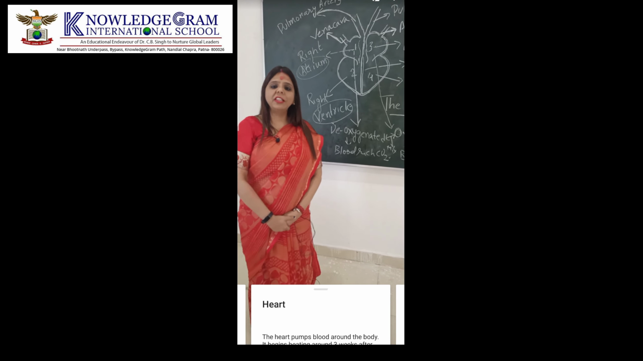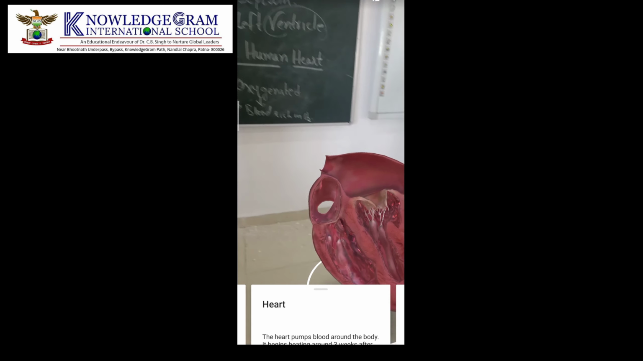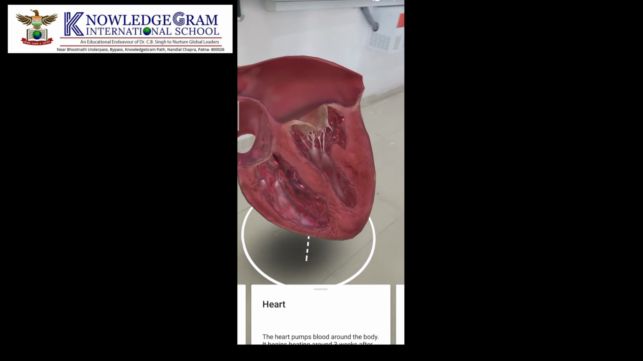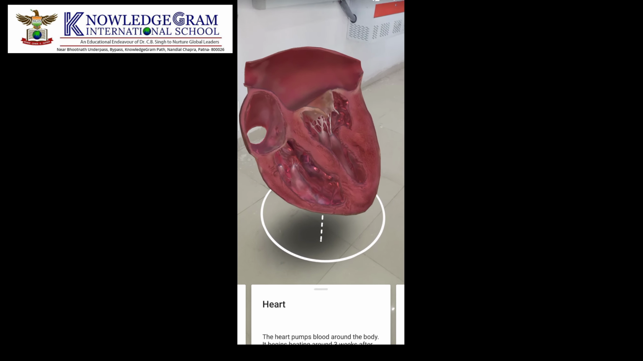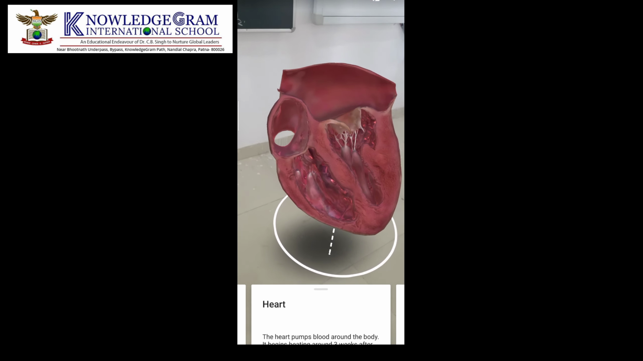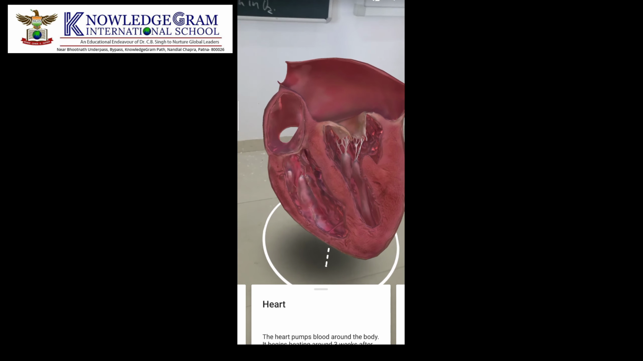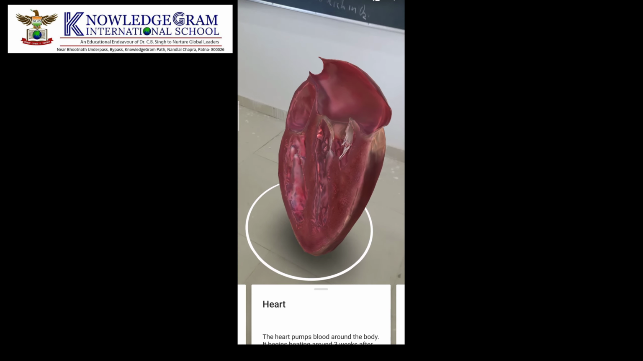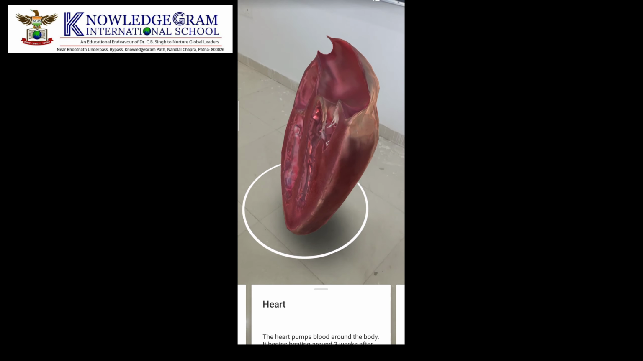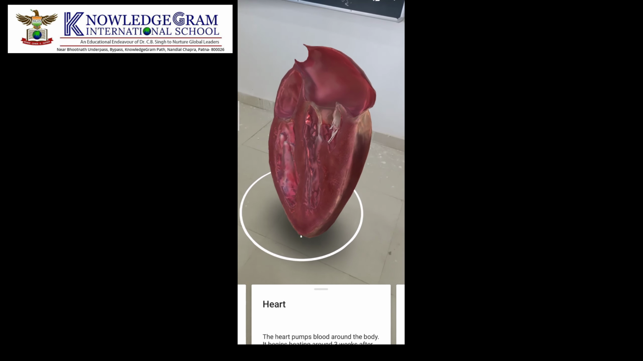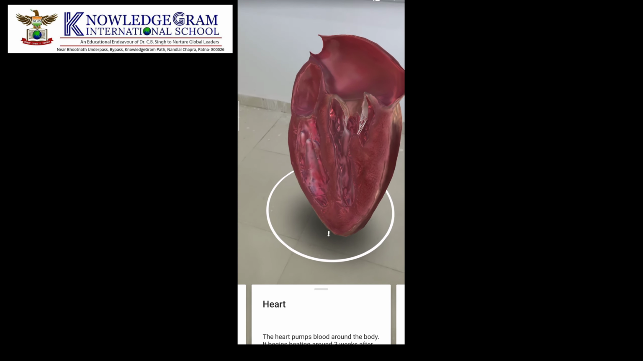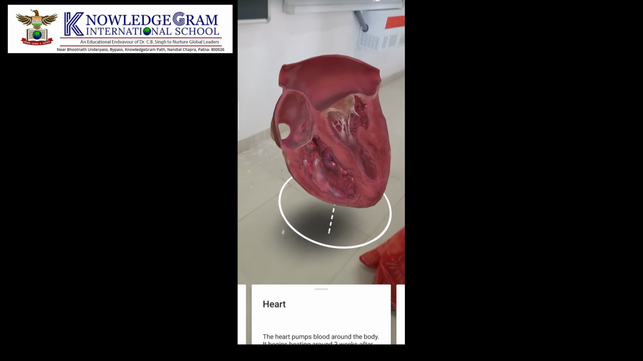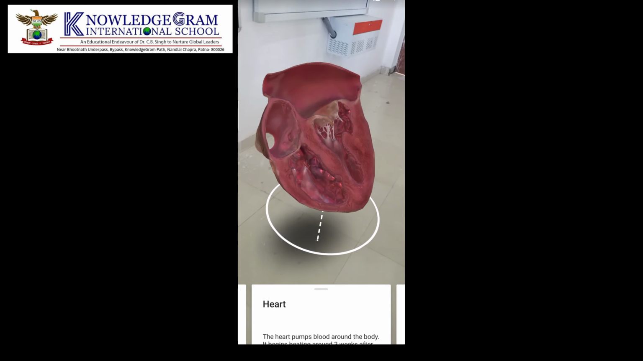Now we'll see the real view of the heart. So this is the real view of the heart, and as you are able to see, in the middle there is a septum and there are 4 chambers. The right hand side upper chamber is called the right atrium, the right hand side lower chamber is called the right ventricle, and the left hand side upper chamber is called the left atrium, and the left hand side lower chamber is called the left ventricle. So this is the real view of the human heart.